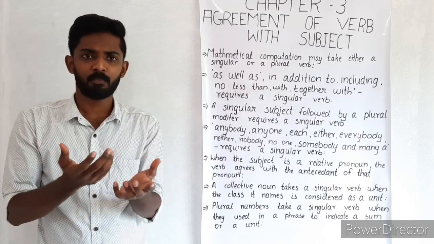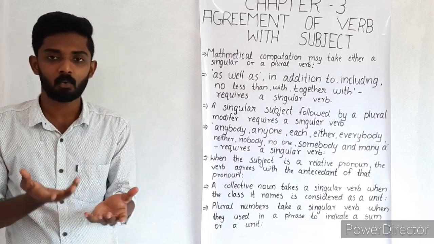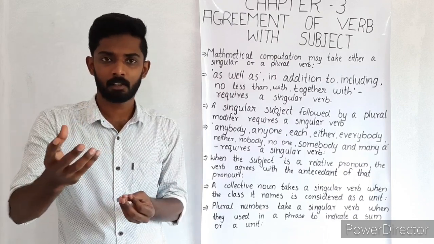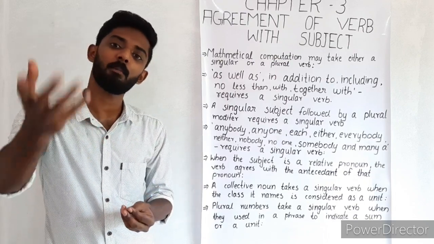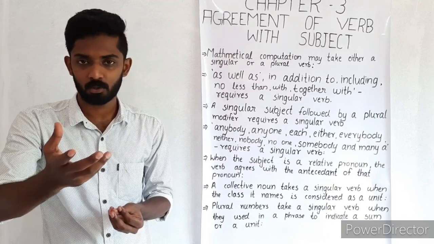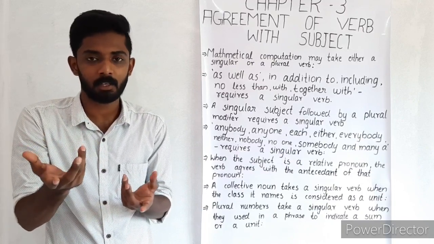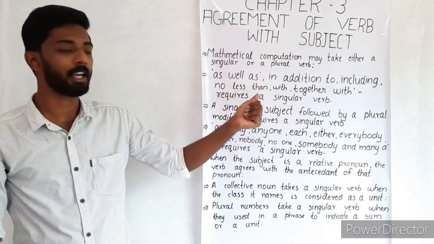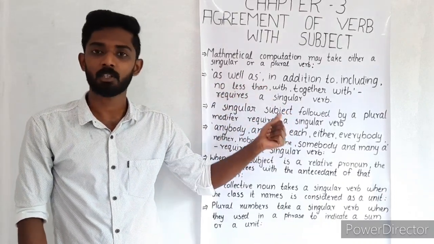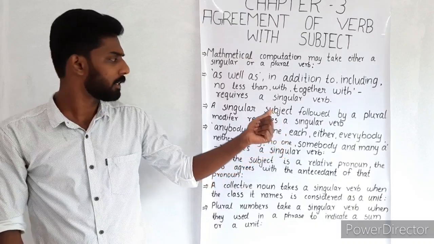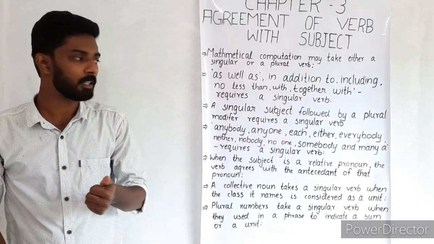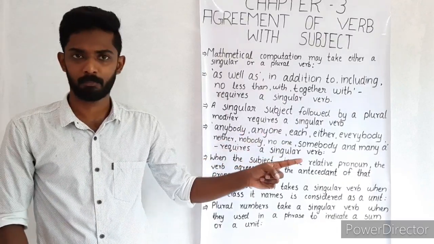And the next one is the store in addition to the farm was sold. So here also the same thing applies. Here not only the store but also the farm is sold. So what do we understand? With the use of as well as, in addition to, including, no less than, and all those things, we use a singular verb. And the next one, a singular subject followed by a plural modifier requires a singular verb.